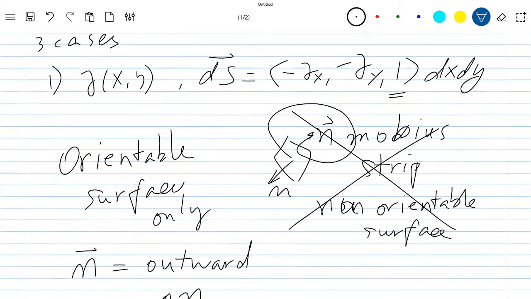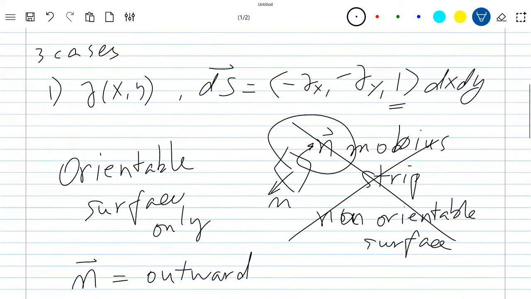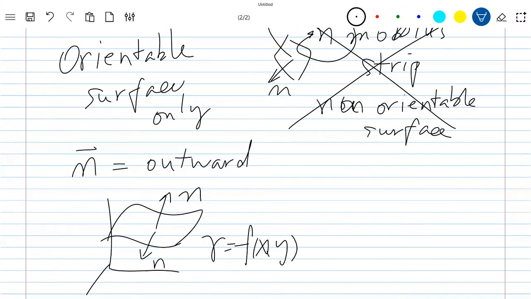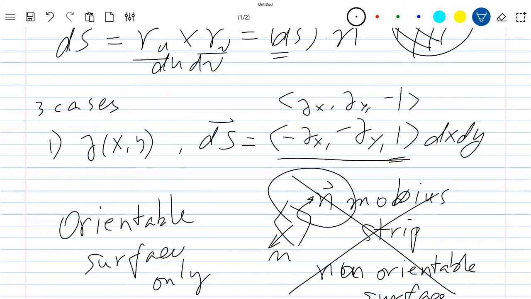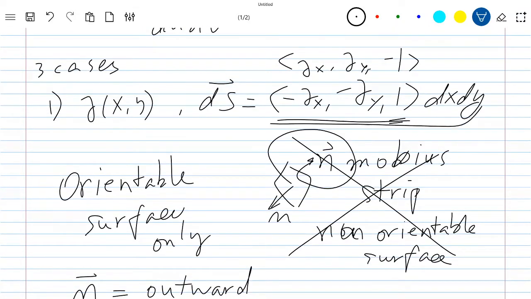If you have to choose n to be the negative one, then you will change everything to be negative. So this is Vx, Vy, and negative 1. If the direction you choose for this surface is downward, then you change to that. We will come to that at some point. But by default, we will just choose this, which means upward.